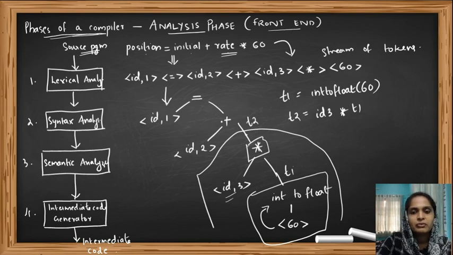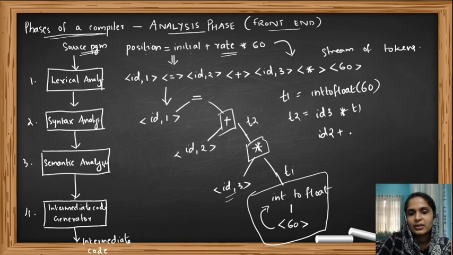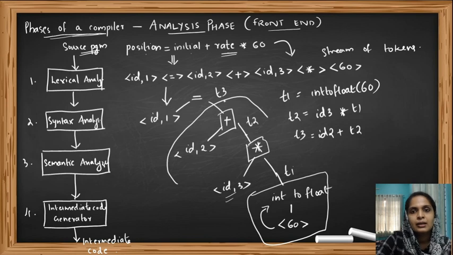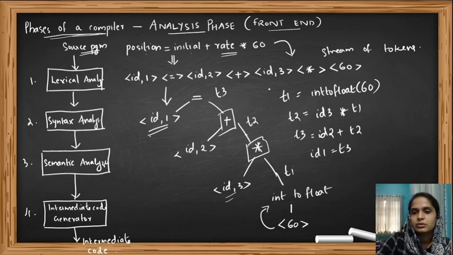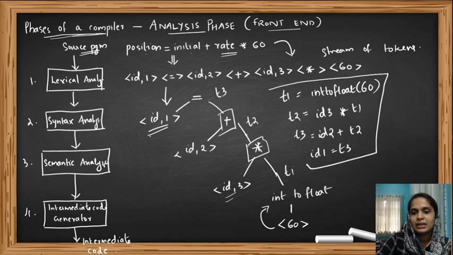Now what we have to do? We have to do the plus operation, that is addition of variable id2 with t2. So id2 added with t2 will give you another variable t3. Now this much portion is stored in variable t3. Now what we have to do is assign the value stored inside t3 to id1, right? So just id1 is equal to t3. So this is our 3-address code. So this is our intermediate code.